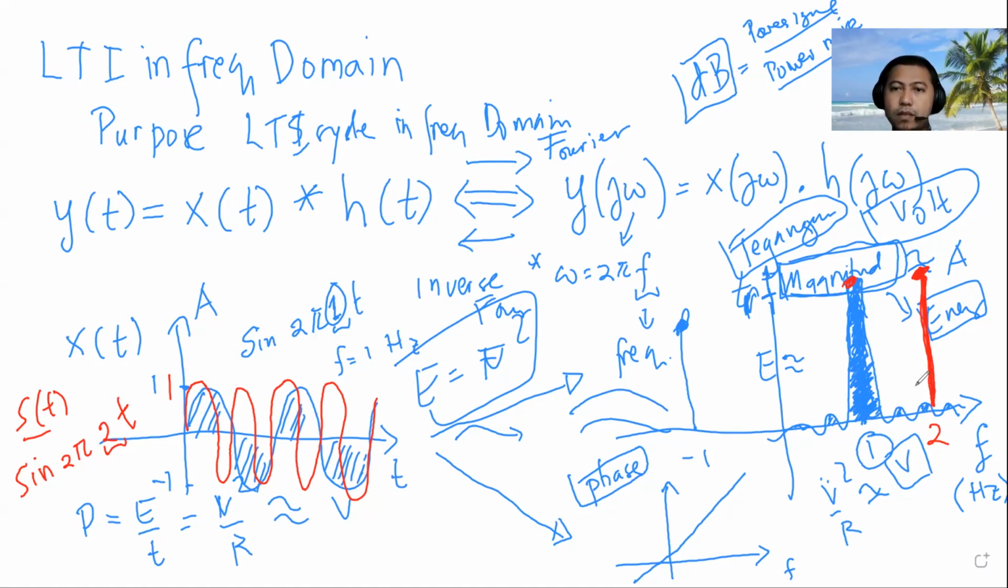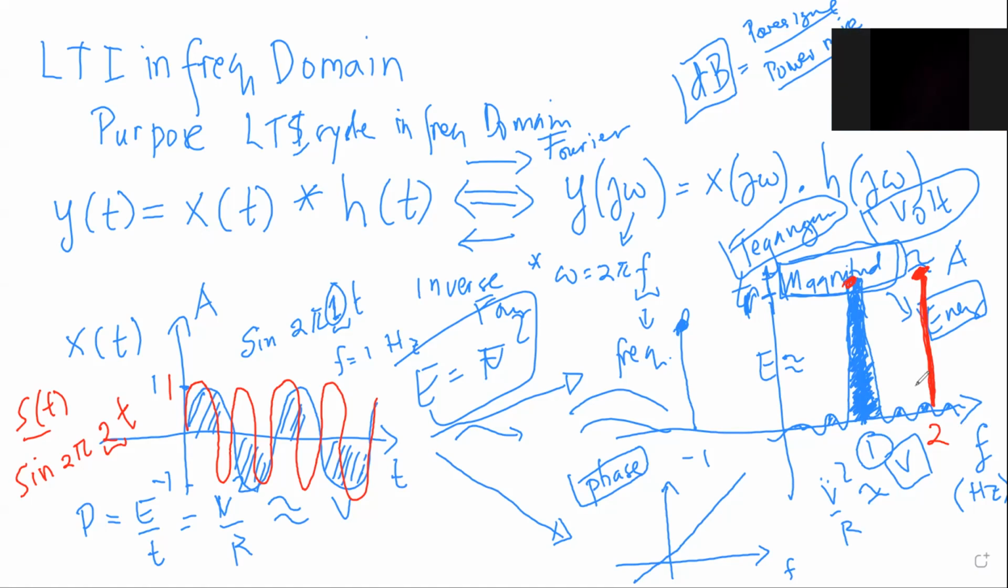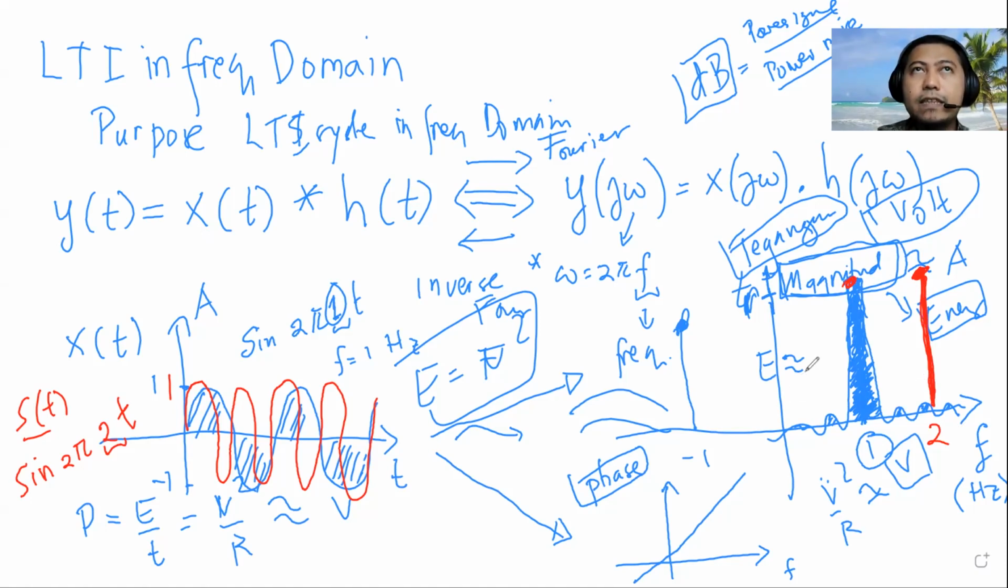Okay, is that clear? So if the signal is a combination of these two signals, then when we transform the signal in time domain to frequency domain, we will have two spikes, at 1 hertz and 2 hertz. Correct, so it fulfills the characteristic of superposition.